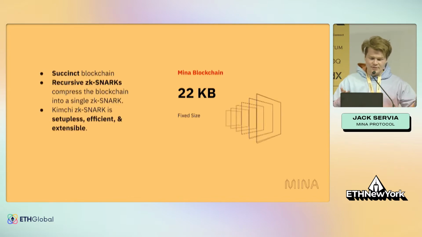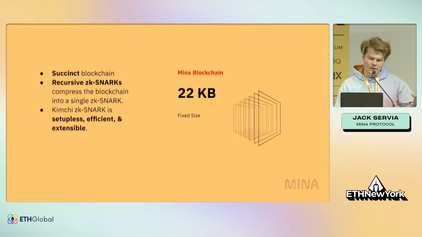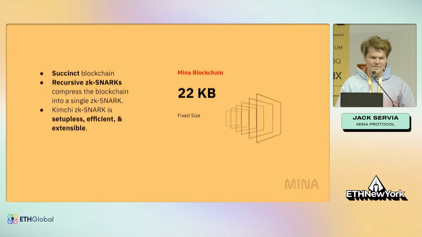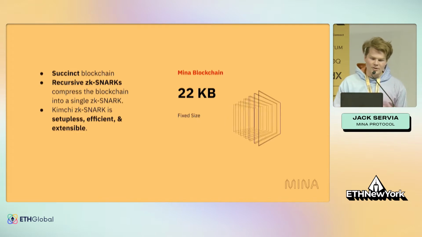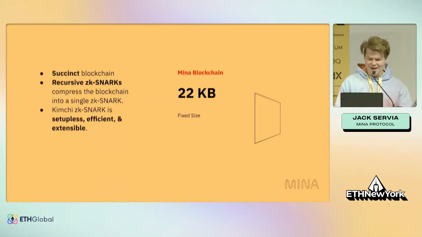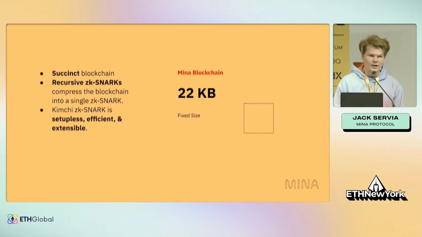Mina is succinct, it's small, and uses recursive zk-SNARKs to compress the blockchain into a single zk-SNARK. The proof system that we use is called Kimchi. It has some qualities from Plonk and Halo 2, and then some things that are all its own. It's trustless, it's recursive, and it's pretty efficient. It has some cool custom gates that let you do some useful things really, really efficiently.